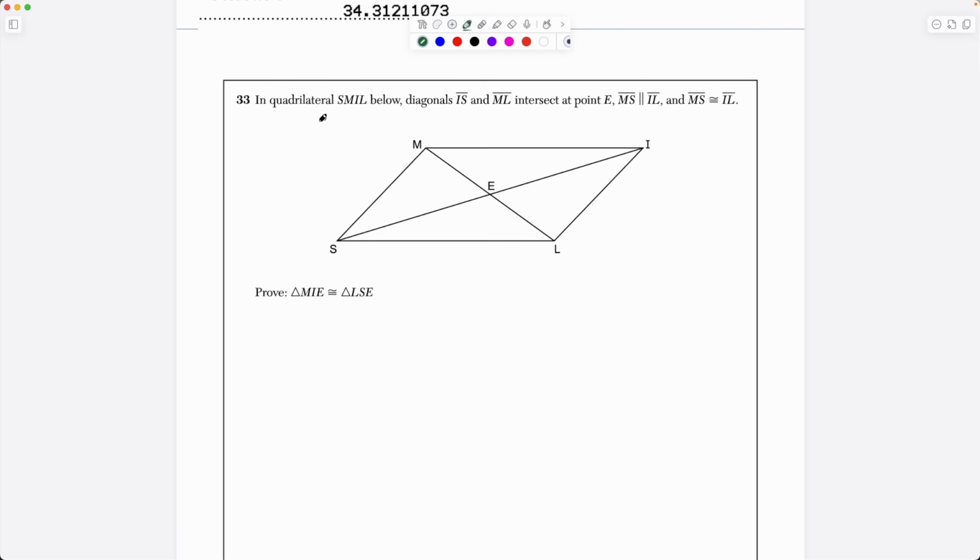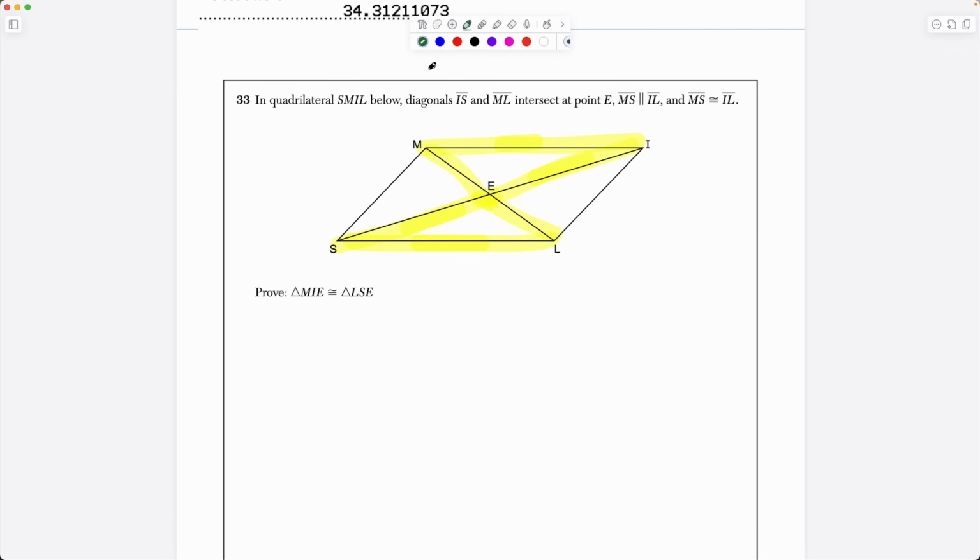Question 33, in quadrilateral SMIL below, diagonals IS and ML intersect at point E. MS is parallel to IL and MS is congruent to IL. And we have to prove that triangle MIE is congruent to triangle LSE. So I'm just going to highlight here so we could focus on which triangles we're trying to show are congruent. So we have this one here and this one here. These are the triangles we're trying to show are congruent.